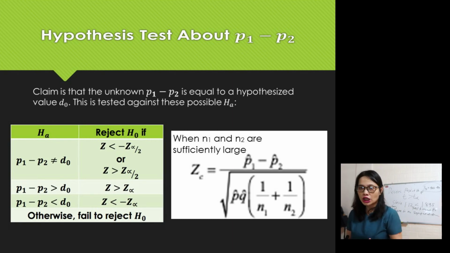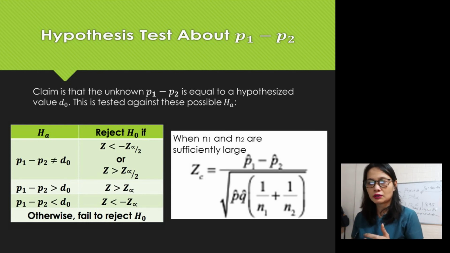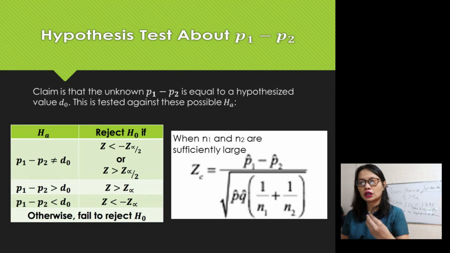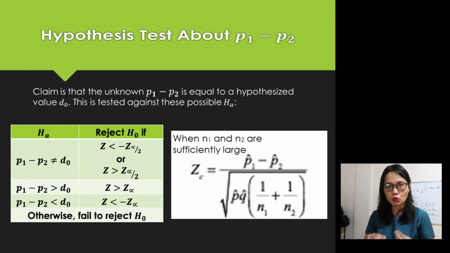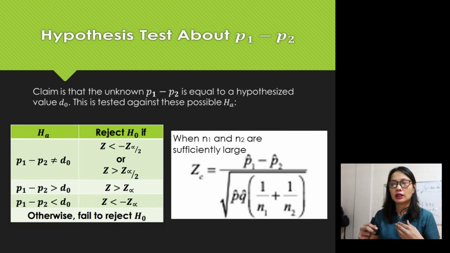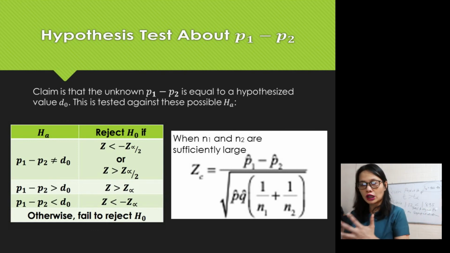And then your possible HA: p sub 1 minus p sub 2 is not equal to d sub o. Reject HO if Z is less than negative Z alpha over 2 or Z is greater than Z alpha over 2. For p sub 1 minus p sub 2 greater than d sub o, reject HO if Z is greater than Z alpha. For p sub 1 minus p sub 2 less than d sub o, reject HO if Z is less than negative Z alpha. Otherwise, fail to reject.